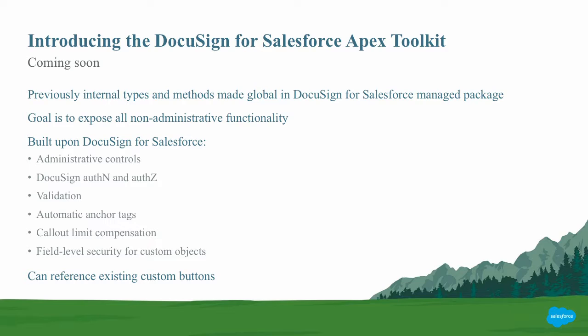No administrative functionality we're planning to expose. You'd still do that through the DocuSign for Salesforce Administrator tab. Because we're building this on DocuSign for Salesforce, you get a bunch of stuff for free. So you get the administrative controls. We handle authorization and authentication to the DocuSign APIs. We'll do validation. We still support automatic anchor tags, field level security for your custom objects. We're very aware of Apex governor limits and DocuSign API limits. And you'd also reference existing custom buttons, including the new ones that we're launching.